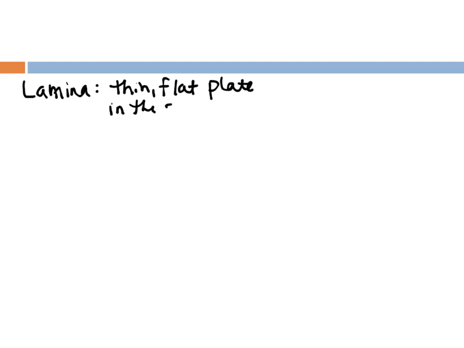And in doing that, I want you to remember what a lamina is. So all a lamina is, it's a two-dimensional, well, that's not how your book describes it. They call it a thin, flat plate in the shape of a region R in the plane R2.